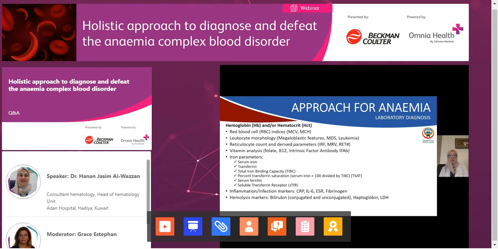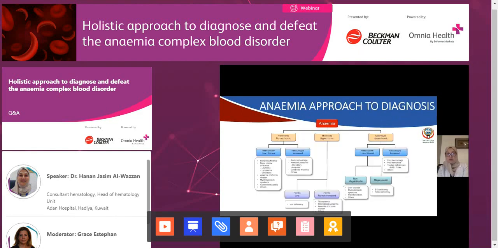Inflammatory markers, which are not available in all labs, including IL-6, can be helpful. CRP is also helpful in the diagnosis of inflammation, in addition to the hemolytic markers of bilirubin, conjugated and unconjugated, and LDH.